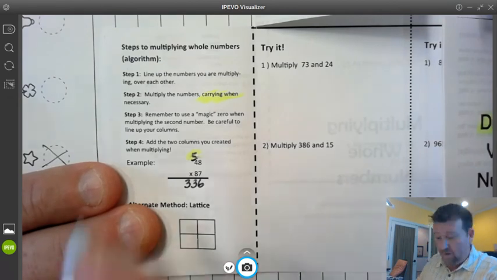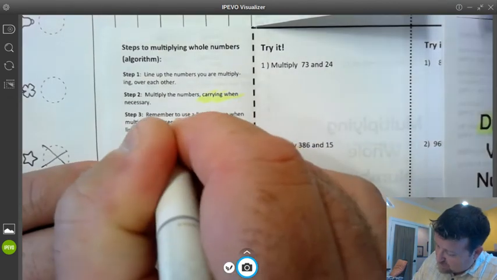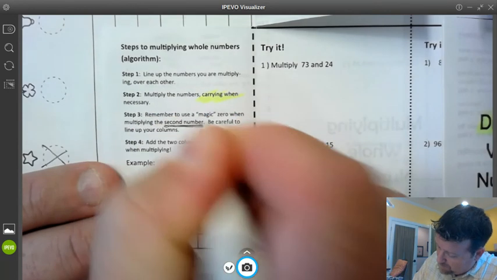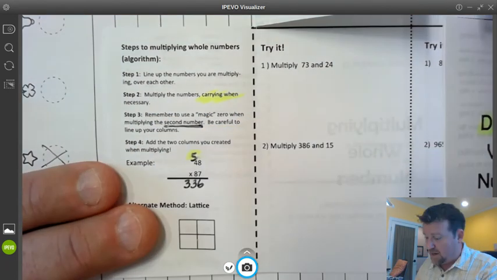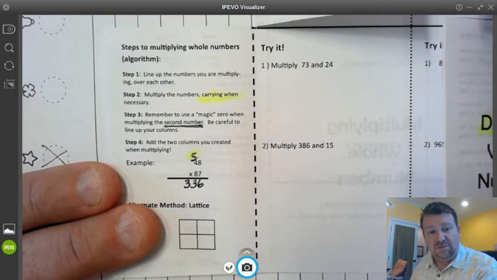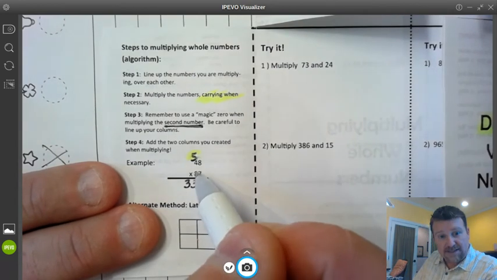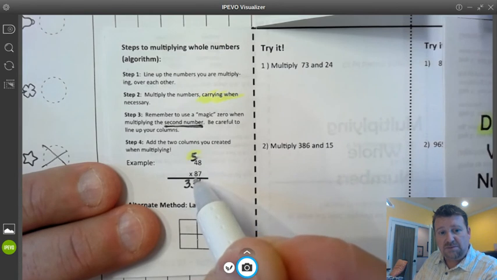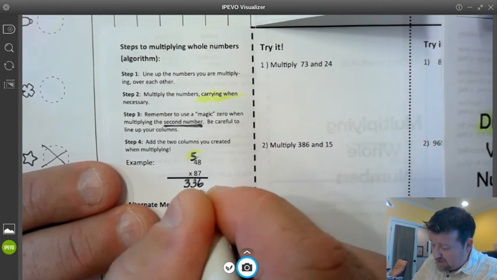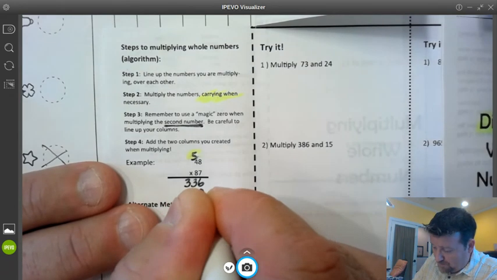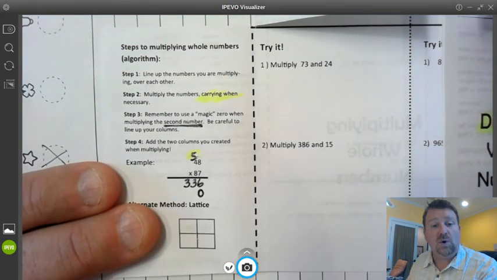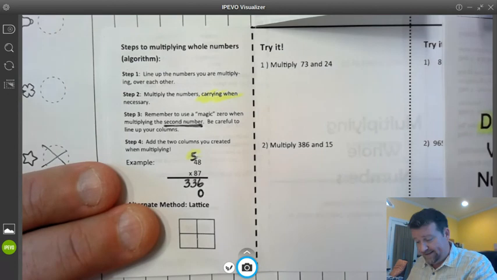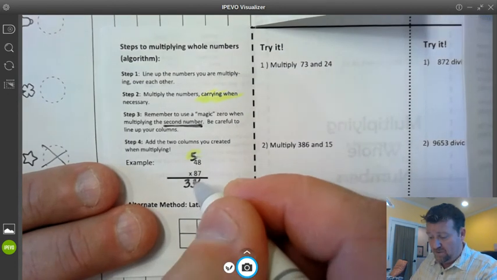Now I'm going to the second digit, or the second number at the bottom. Because I'm doing this, I notice the 8 in 87 is in the tens place. That means I multiply in the tens place, and I have to include a 0 as a placeholder in the ones place. Then the process repeats.